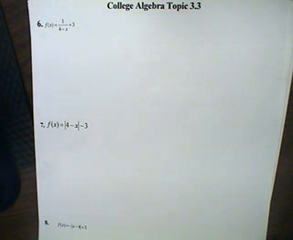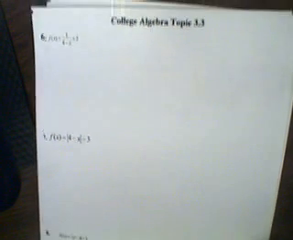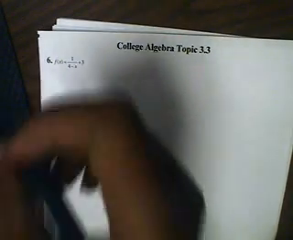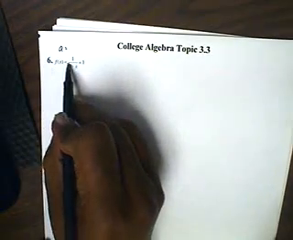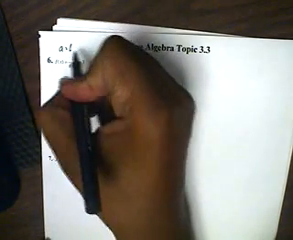College Algebra, Topic 3.3, Problem number 6. We want to graph this, so we want to label all our parameters. First, parameter A stands for any number that's on the outside. In this case, it's 1.